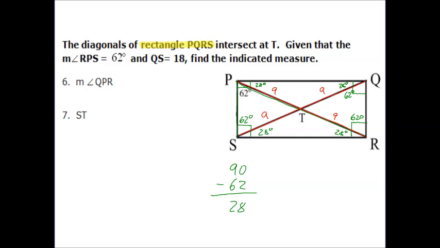And now we can see what we have found and if that answers the questions we had. The measurement of angle QPR, we have found QPR is 28 degrees, and the length of segment ST down here, half of the diagonal SQ, is equal to 9. And see how you had everything marked in your diagram, and that gave you the possibility to just read the answers off your diagram.